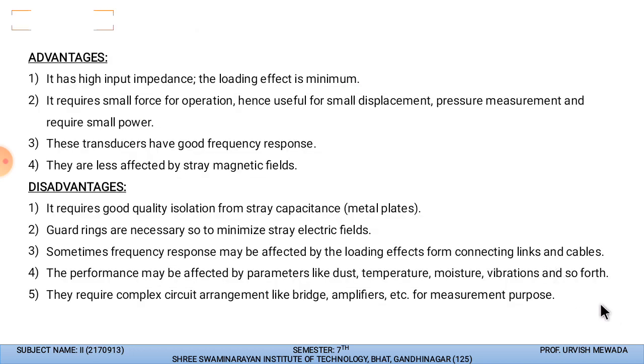Now let us discuss the advantages of such a method. The advantages of this method are a high input impedance and minimum loading effect. As we know, a capacitor has high input impedance, so it doesn't load the source. This is the main advantage of this capacitor transducer. Then, it requires a small force for operation because we use a good elastic material as a diaphragm. Whenever we apply a normal force, the diaphragm changes shape according to the applied pressure. And it is useful for small displacement, so any small displacement can be measured with the help of such a device.